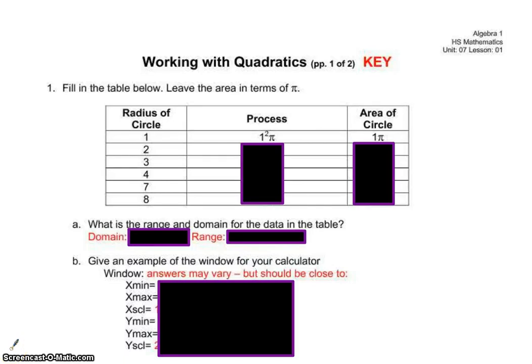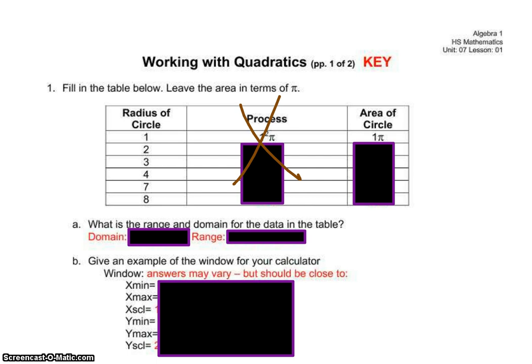This is for Algebra 1. This is working with quadratics. The first thing it wants you to do is fill in the table below, and it wants you to leave the area in terms of pi. Remember, I told you earlier in the year that anytime you have something using the process column, you do not have to fill that out.